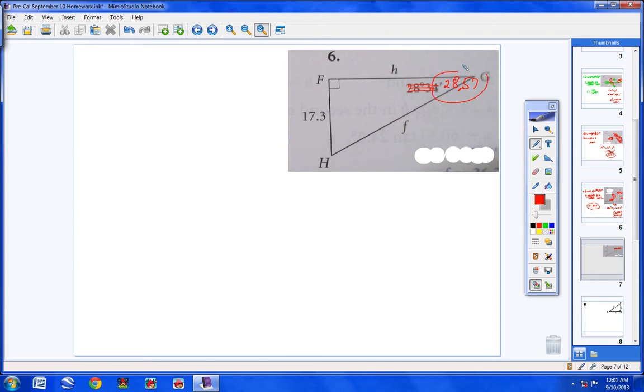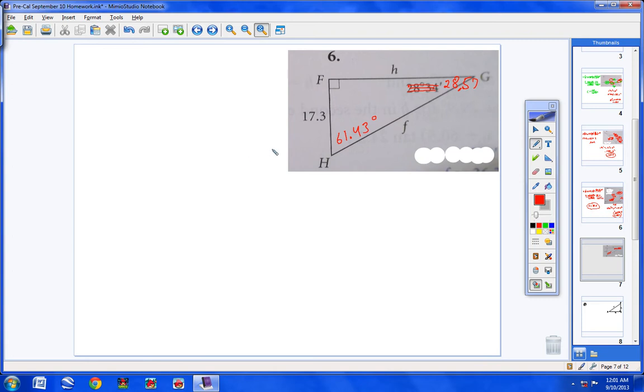28.57. So we know two angles. We know this angle and we know this angle. So let's take our calculators and real quick add those together. So 90 plus 28.57, and we're going to subtract that from 180, and we'll get 61.43. So this angle here is 61.43. So now we know all three angles.